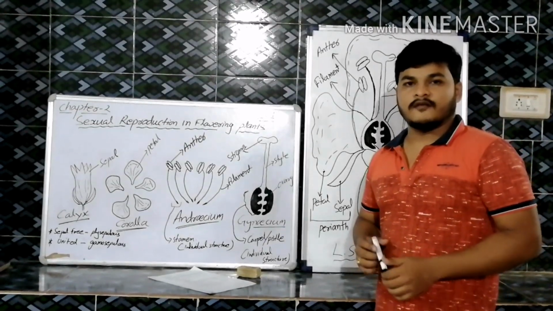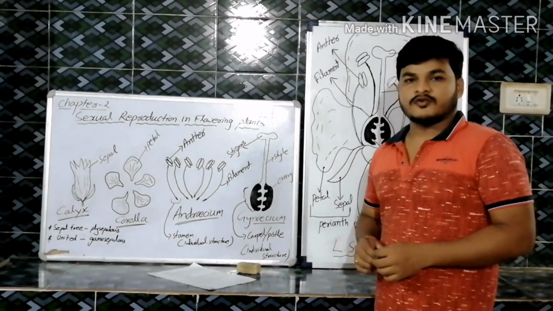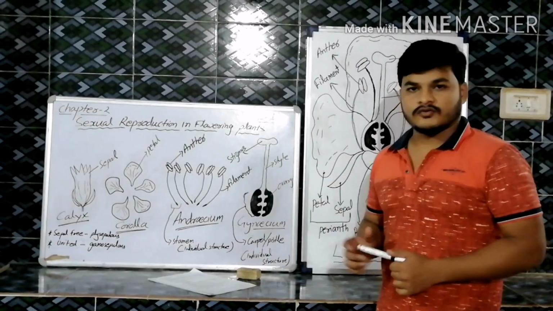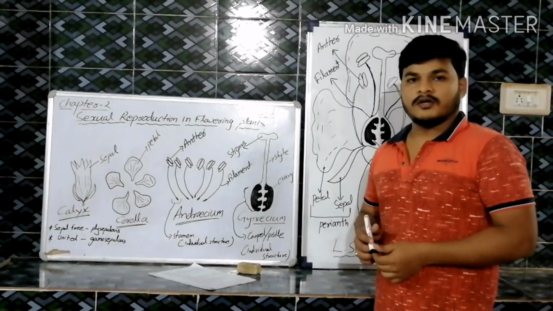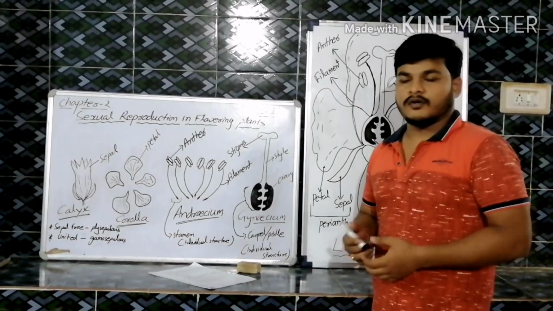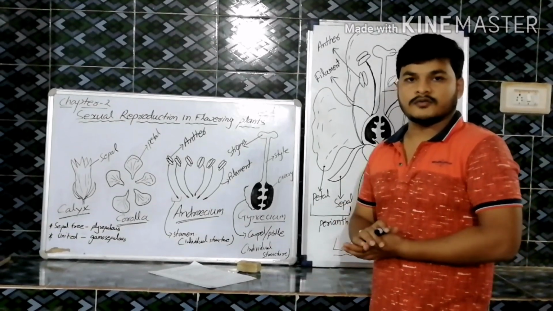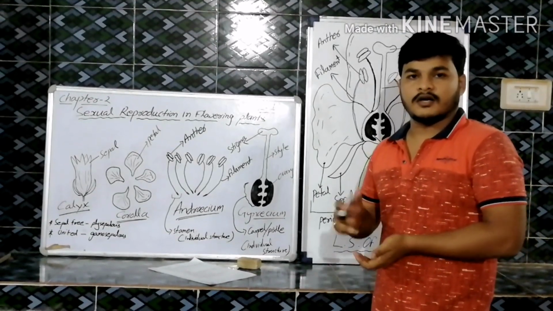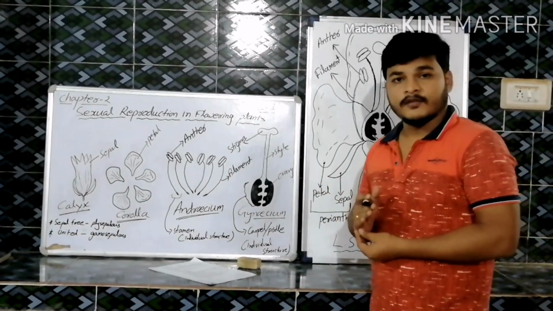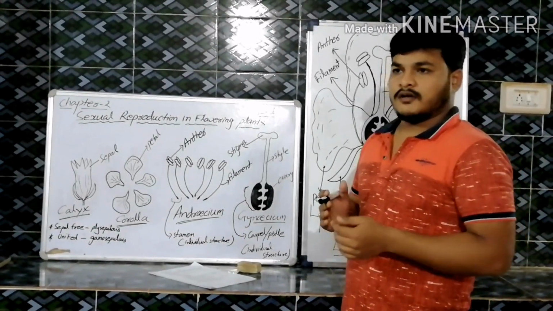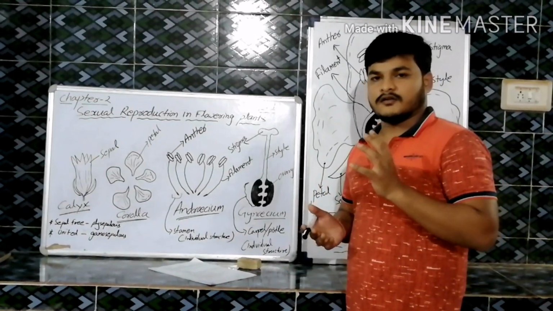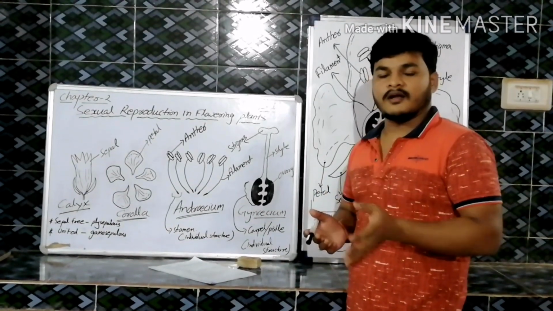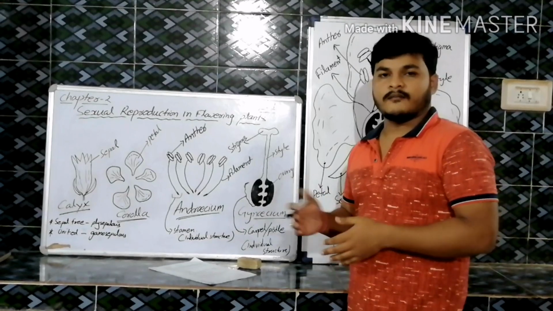We are going to study our second chapter of botany, which is sexual reproduction in flowering plants. Before going to sexual reproduction, we have to know what sexual reproduction is and how it actually occurs. Sexual reproduction is the fusion of haploid male and haploid female gametes to form a zygote.